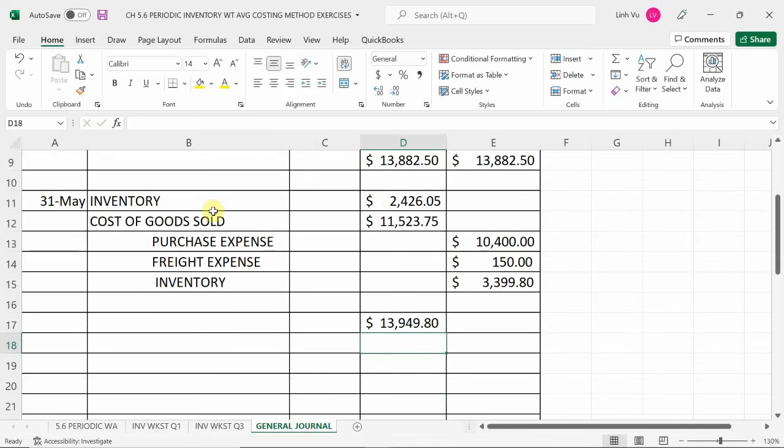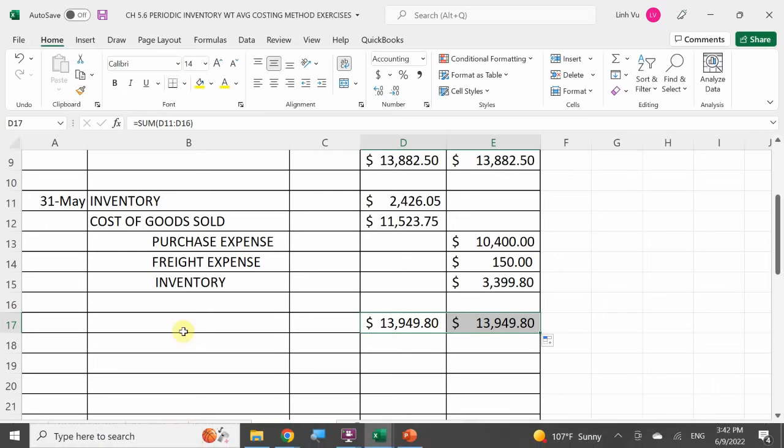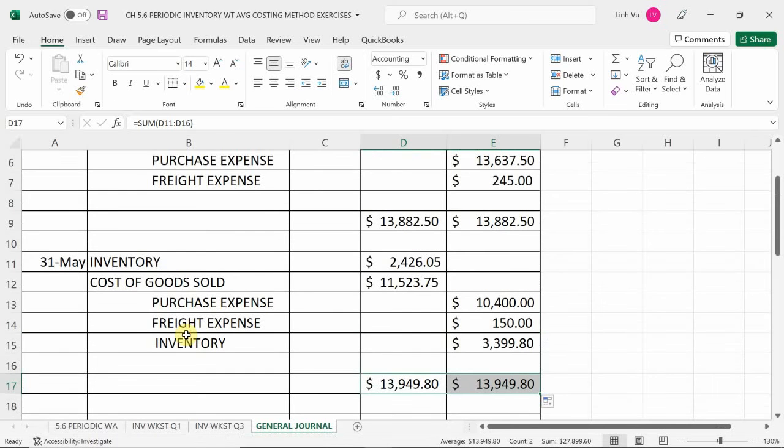If you go ahead and test to make sure, because if you type these numbers in, you might also get a possibility of errors. So I got 13,949.80 on the left and 13,949.80 on the right. Again, usually this number here should match your goods available, which is true. That's exactly what my goods available was.